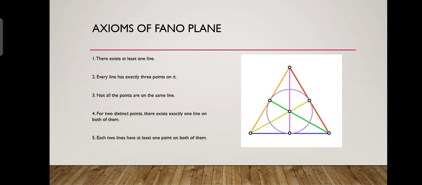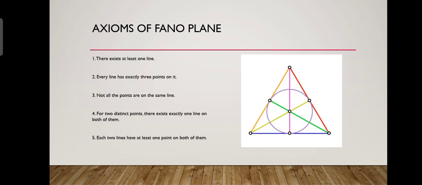Then let's talk about the axioms of the Fano plane. First, there exists at least one line. As we can see, there is a line in the figure. Second, every line has exactly 3 points on it. For example, in the figure, the orange line has 3 points attached to it. Also the blue line, the red line, and so on.